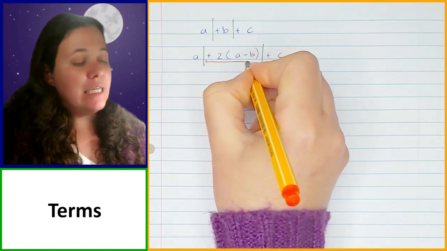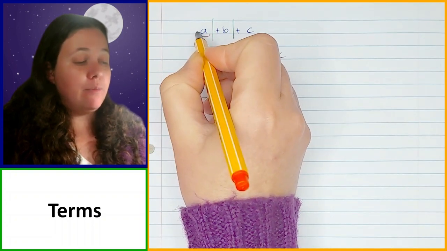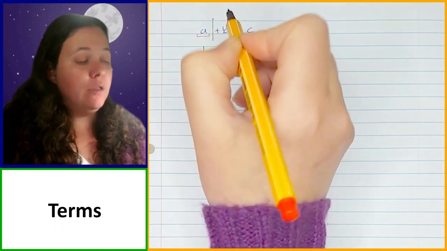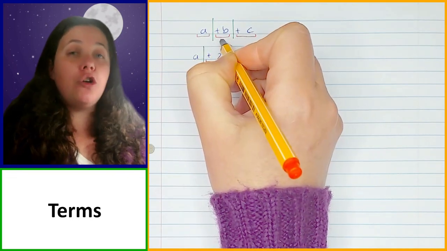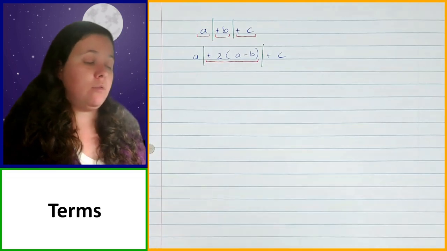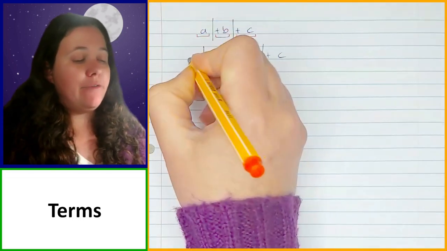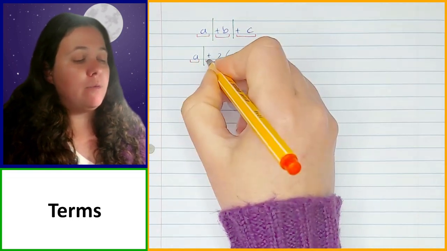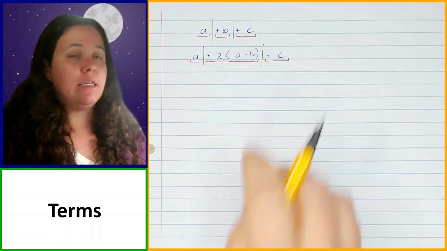And the plus is part of the terms, like over here, this is positive a. You can't see the plus, but it is there. It's just invisible. This is plus b and this is plus c. The term includes the plus, okay? Or if it was minuses, it would include the minus as well. Same thing over here, I've got positive a. Here I've got plus 2a minus b, that's all one term, and then plus c.